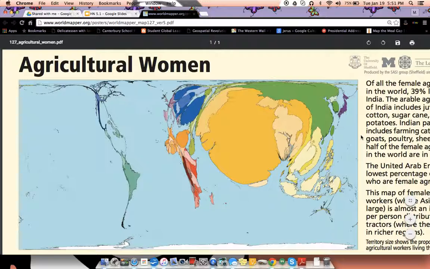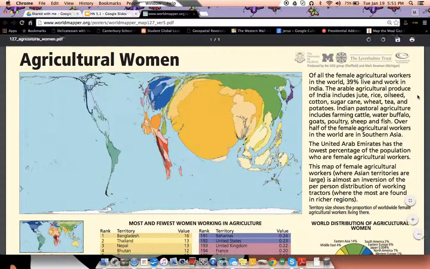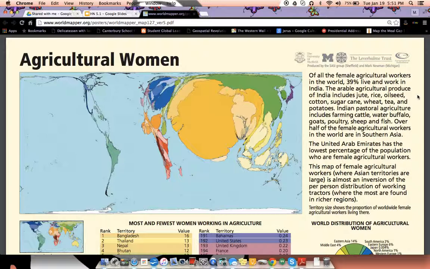The title of this map is Agricultural Woman. Over here it says, of all the female agricultural workers in the world, 39% live and work in India. The arable agriculture produce of India includes jute, which is a type of grain, if memory serves me correctly, rice, oilseed, cotton, sugarcane, wheat, tea, and potatoes. Indian pastoral agriculture includes farming cattle, water buffalo, goats, poultry, sheep, and fish.